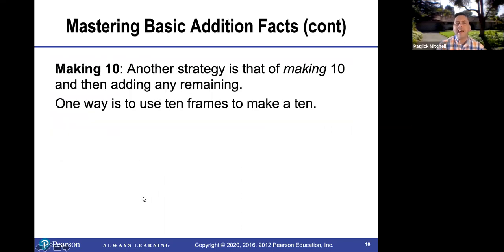Another strategy is that of making 10 and then adding any remaining. One way is to use 10 frames to make a 10.